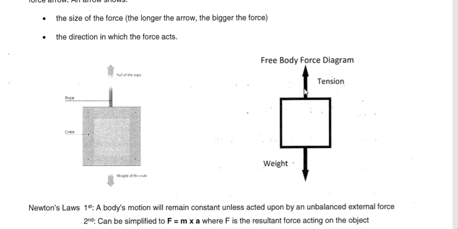And you do this with a ruler and a pencil, and you put the arrow on in the direction that the force is acting. So the tension is being caused by the rope, but we don't care about the rope in the free body force diagram, we just care about the force being caused by the rope, and that's tension. And then the weight is acting downwards, the weight of the crate.